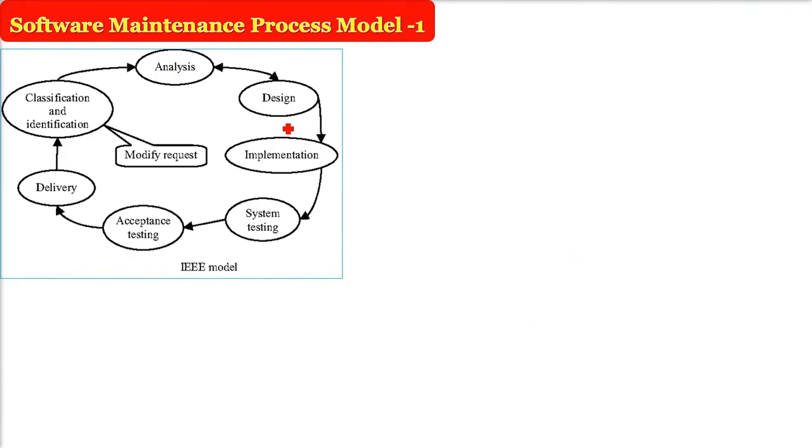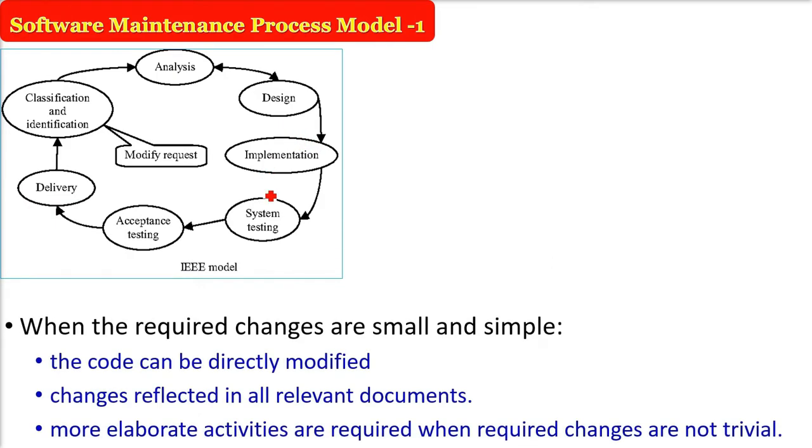So we can have multiple software maintenance process models. If the required changes are very small, meager, quite simple, and the project is also not very complex, then we can do one thing. We can directly go to the code and change it. This is called patchworking or bug fixing. So these changes are also reflected in the relevant documents wherever you have to change it.